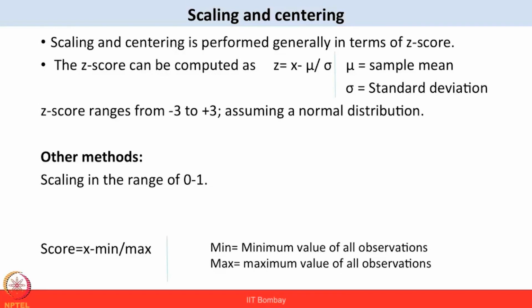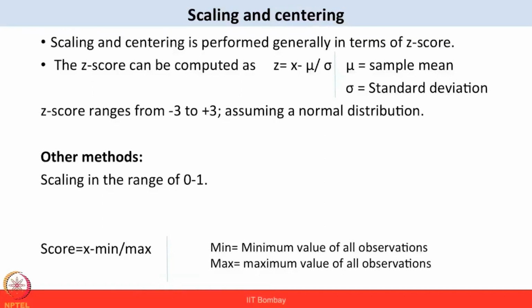Assuming a normal distribution, the z-score should range from -3 to +3, because in a normal distribution 67% of the population lies within the mean plus or minus 1 standard deviation, 95% lies within the mean plus or minus 2 standard deviations, and 99.9%, that is almost all your data, should lie within 3 standard deviations of your mean or median. So this is a very convenient method of scaling and centering, so that you can compare two or more different distributions in terms of z-score.